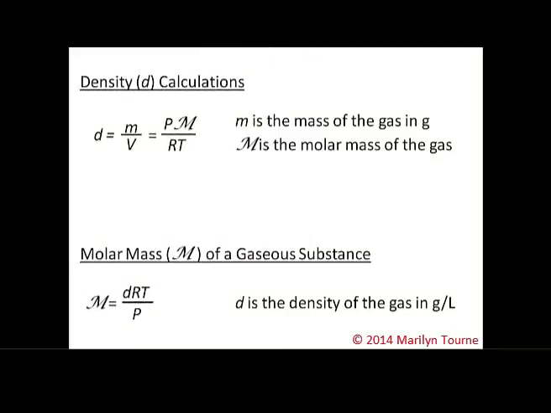If we rearrange the ideal gas equation, we can calculate the density of a gas. For the density, we know that we have to have mass per volume. But we don't have mass in the ideal gas equation until now. I am about to rock your world.